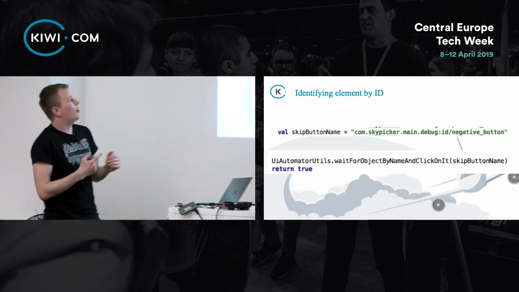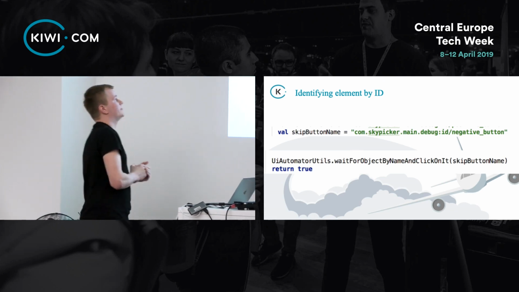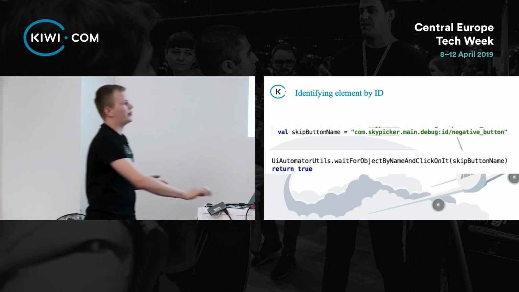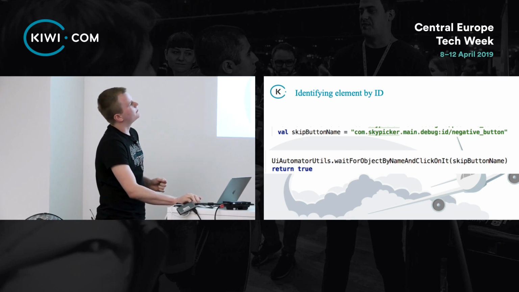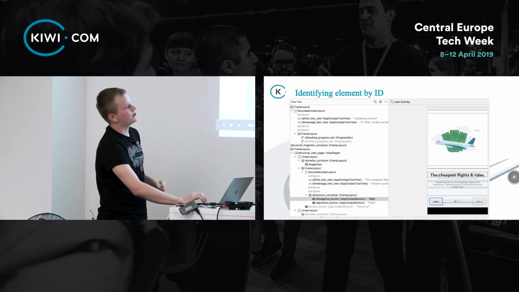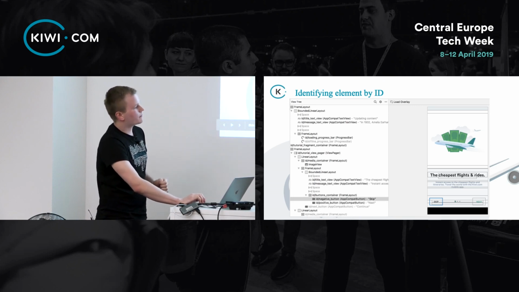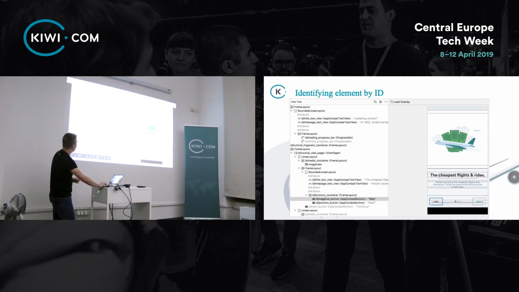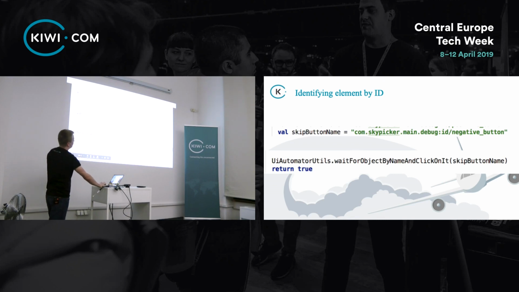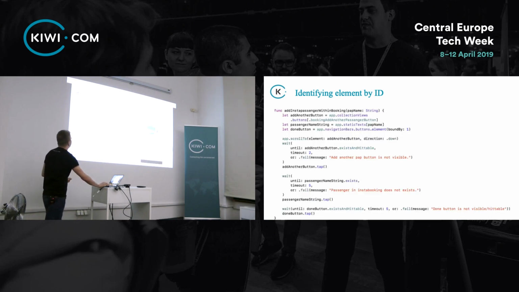Yeah. On Android, it's pretty similar. This is the ID of some element, a negative button. Yeah, this one. This is the layout inspector. You have ID/negative button, which is this button here. And I have it in this variable, and I'm waiting for the object with this ID, and then I'm doing something with it. I'm returning true, but yeah, you can do anything with it.